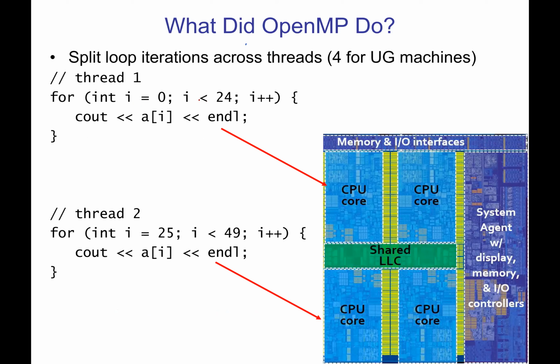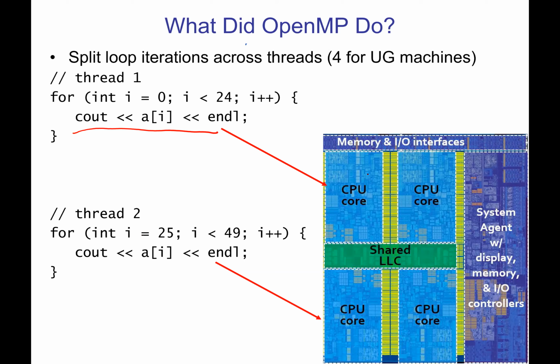So before we fix it, let's look at a little more detail about what OpenMP did for us. So it split the loop iterations across threads, and OpenMP on the UG machines, they have 4 CPU cores. So it's going to create 4 threads. It actually asks the operating system how many CPU cores there are, and it'll create a number of threads as appropriate, which for us is going to be 4. So thread 1 is going to get a quarter of the work. So it's going to go from 0 to 24, and this is the output routine. It's going to write out those 25 elements. Thread 2 is going to be writing out from 25 to 49 and so on.